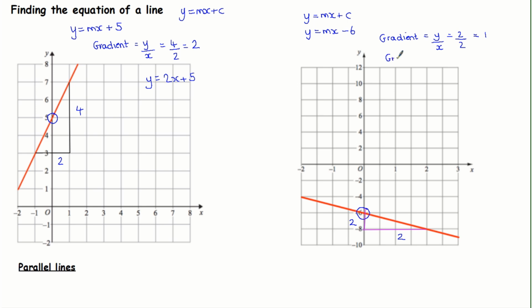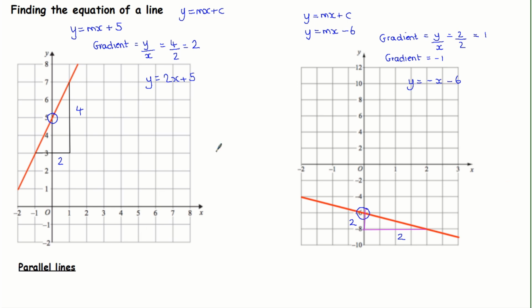So my gradient is -1. Put it all back together. So I have the equation y is equal to -x, or I can write -1x minus 6, and that would be the equation of this line here.